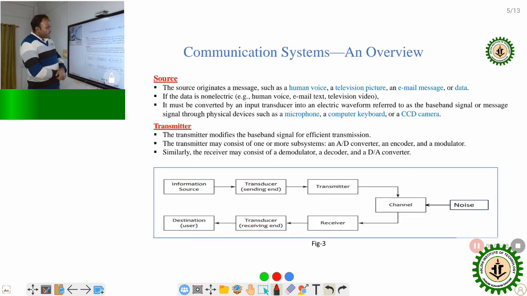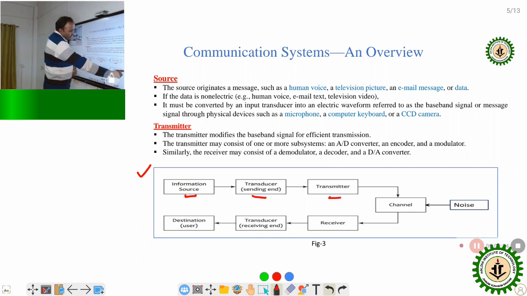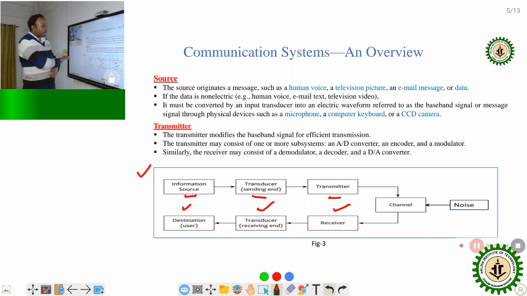Next, what are the basic elements we use to transmit information from the source to the destination? So these are the basic elements. Firstly, there is the information source. Second, the transducer. Third, the transmitter, and fourth, the channel. Fifth is the receiver, and again you can use a transducer at the receiving end. At last, the message reaches the destination. These are the basic elements required for communication.